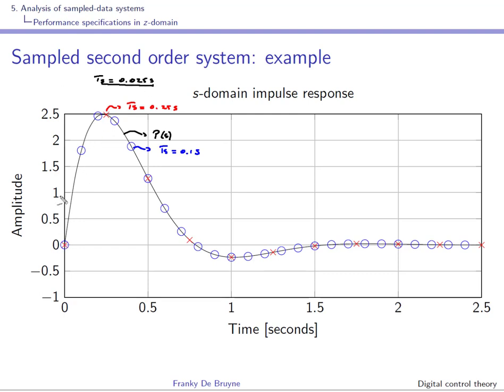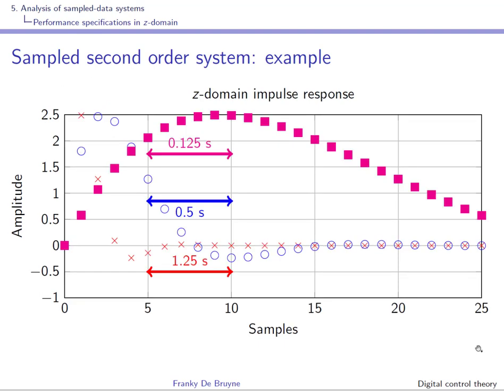Here we have not shown the samples corresponding to this sampling period on the curve, otherwise you would not see the red crosses and the blue circles over here, because this Ts is rather small. So this is how things look when you represent everything with respect to time, as is done in the S domain. Well, this is how these impulse responses look when you represent everything in terms of the samples.